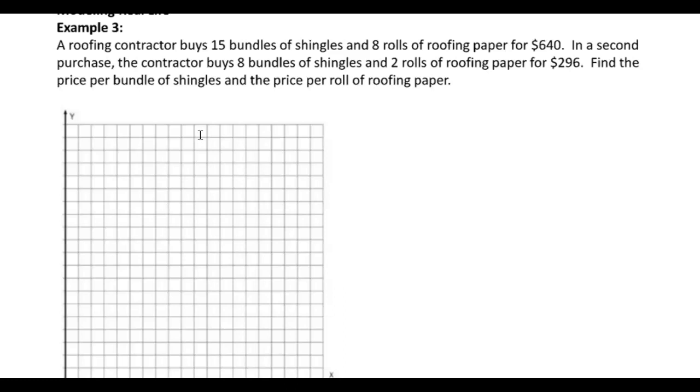So what I like to do is use a highlighter to clue me into what's what. I'm going to highlight that information. I think of this as a receipt problem. This is one receipt from this roofing contractor, one purchase. Then it says in a second purchase, the contractor buys 8 bundles of shingles and 2 rolls of roofing paper for $296.